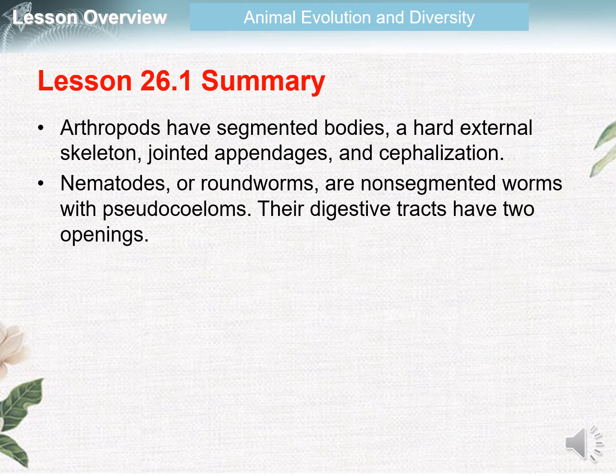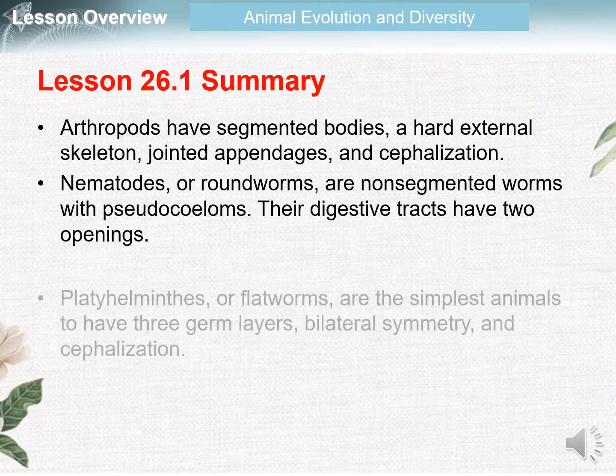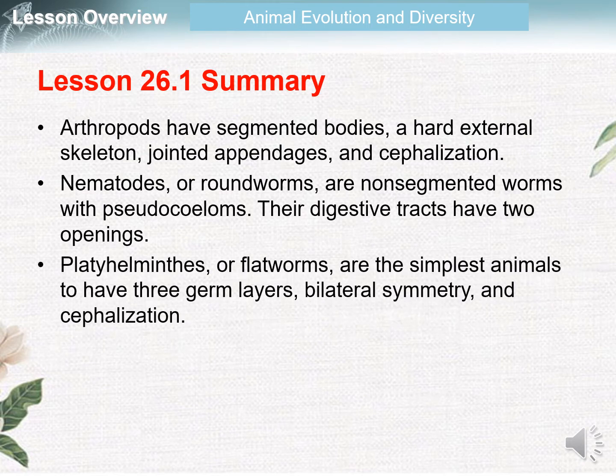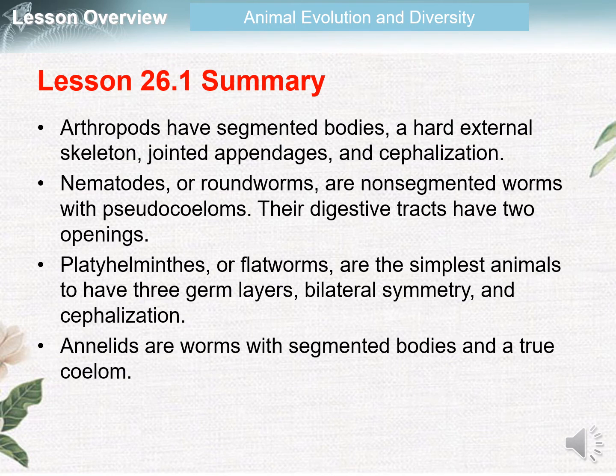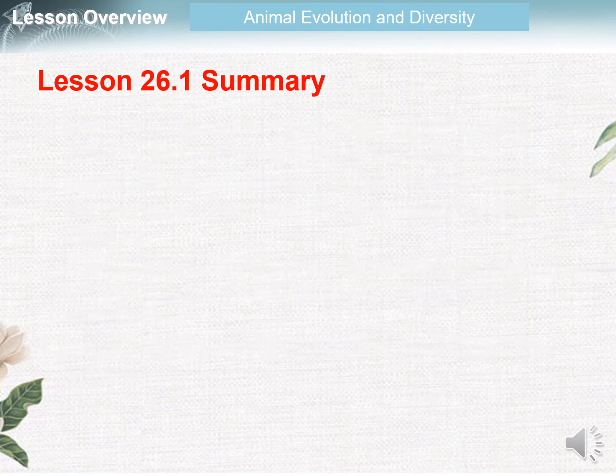Nematodes or roundworms are non-segmented worms with pseudocoeloms. Their digestive tracts have two openings. The platyhelminthes or flatworms are the simplest animals to have three germ layers, bilateral symmetry, and cephalization. Annelids are worms with segmented bodies and a true coelom.